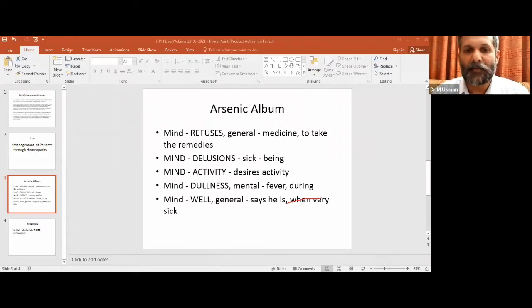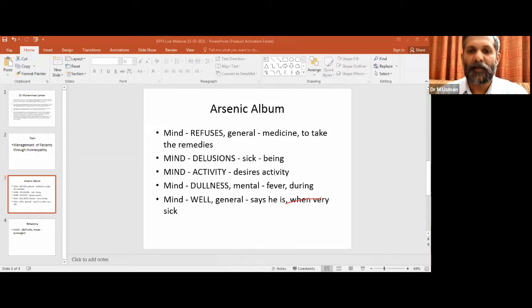I take the rubric, mind refuses general medicine to take. The important point is, mind refuses general medicine to take. The second rubric taken was delusion sick me.